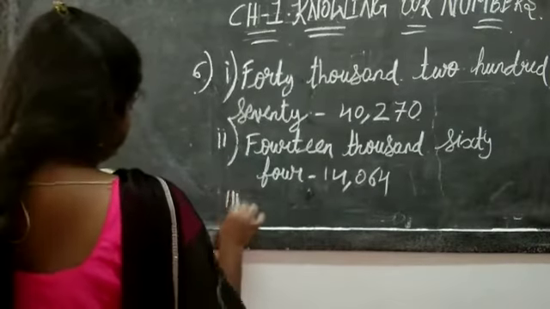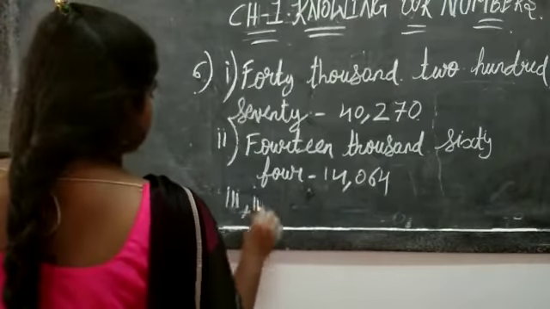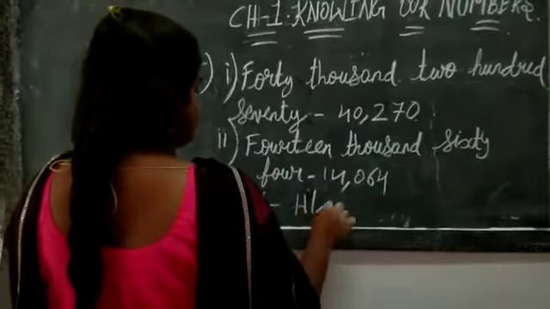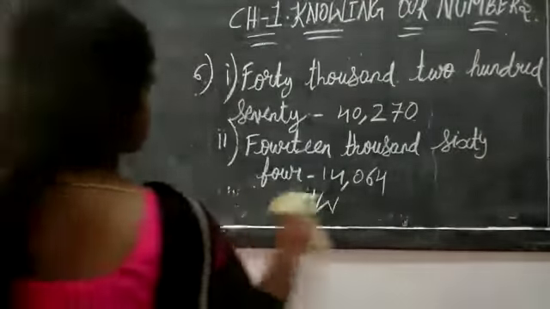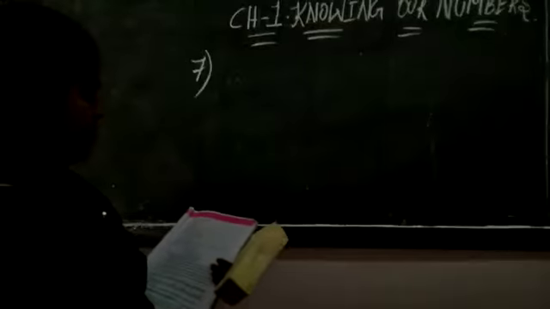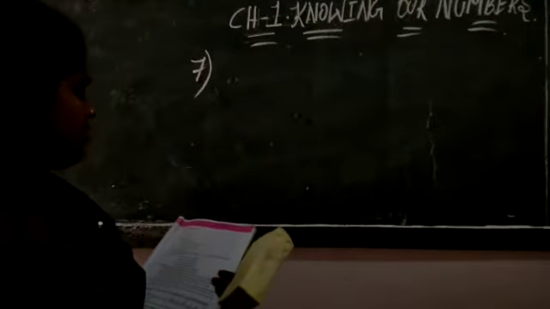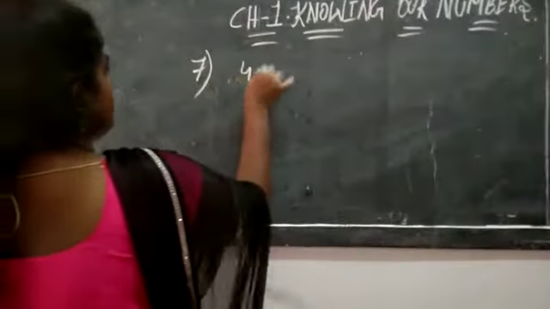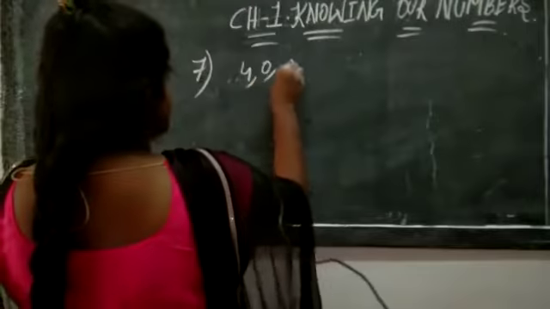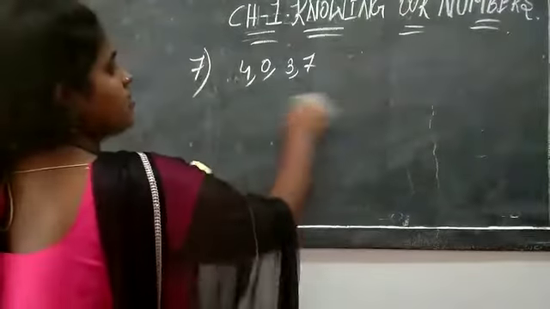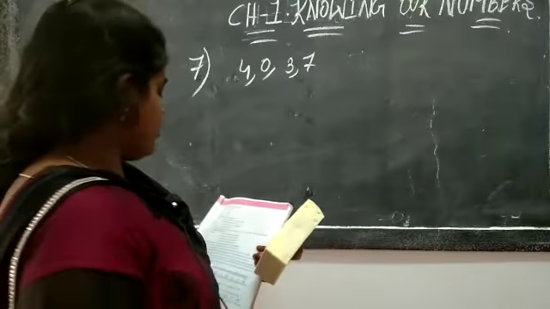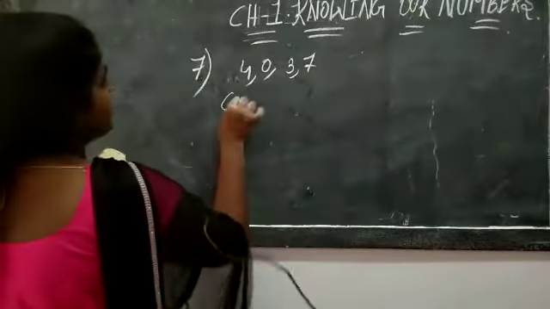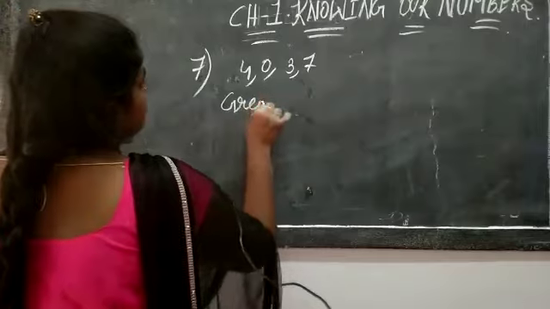Now next, the third one and fourth one is your homework. Okay now next, seventh. From the digits 4, 0, 3 and 7, this is your 4 digits, find which is the greatest and the smallest among them. So you need to write your greatest number with these 4 digits.